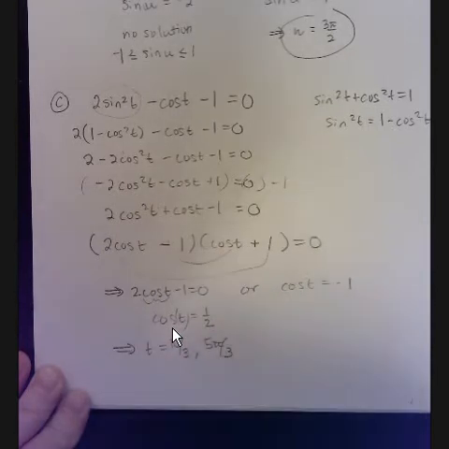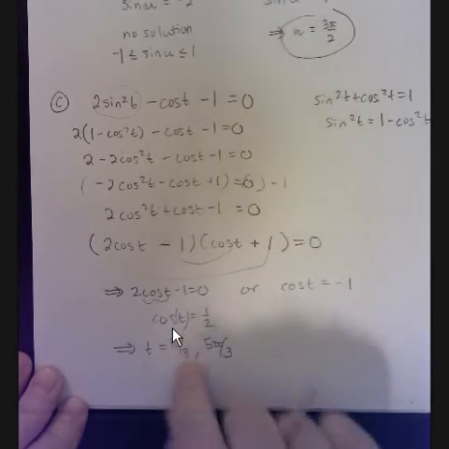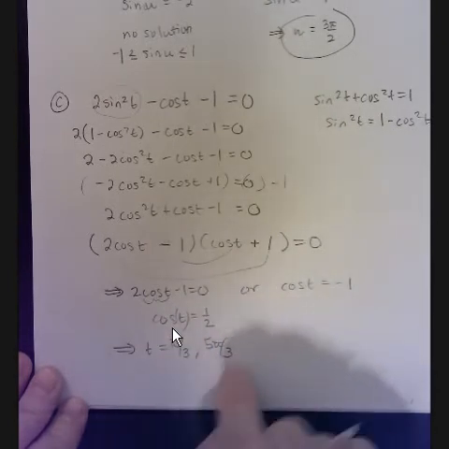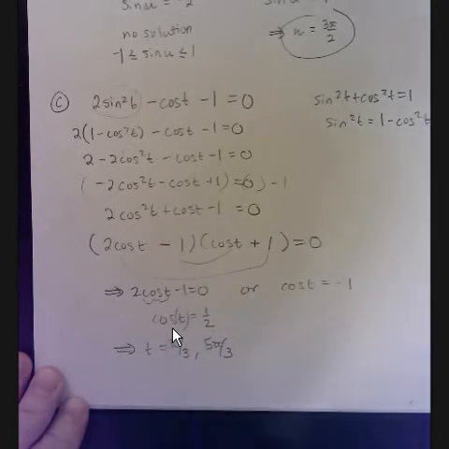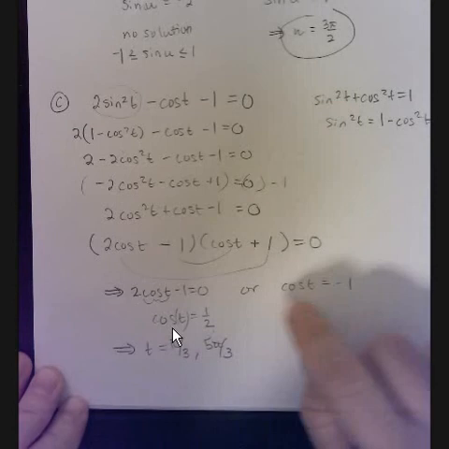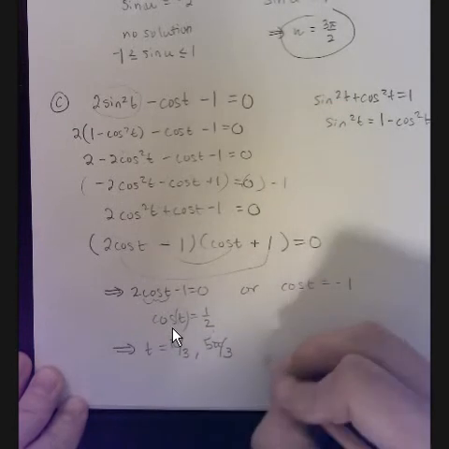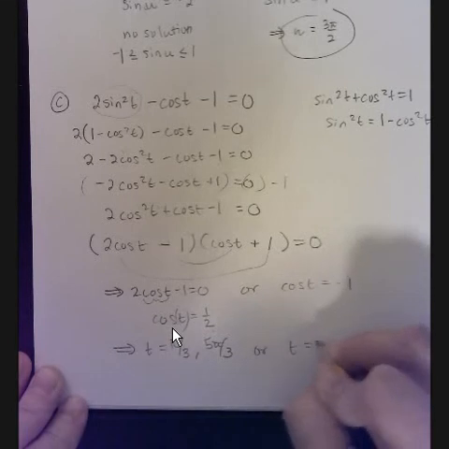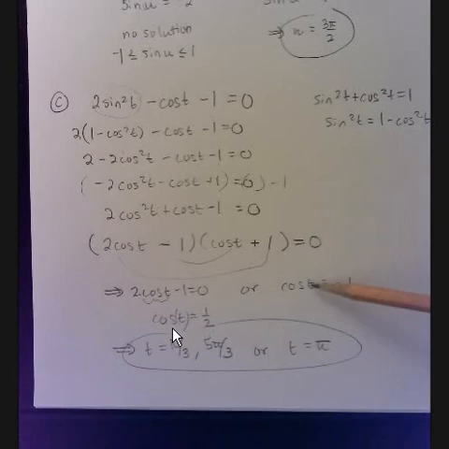Now, if I were looking for all solutions, I would just say pi over 3 plus 2 pi k, 5 pi over 3 plus 2 pi k, right? But I don't need to do that if I only want solutions in 0 to 2 pi. Cosine of t equals -1 when t is pi. So there are my 3 solutions, right? This only has one solution in 0 to 2 pi.